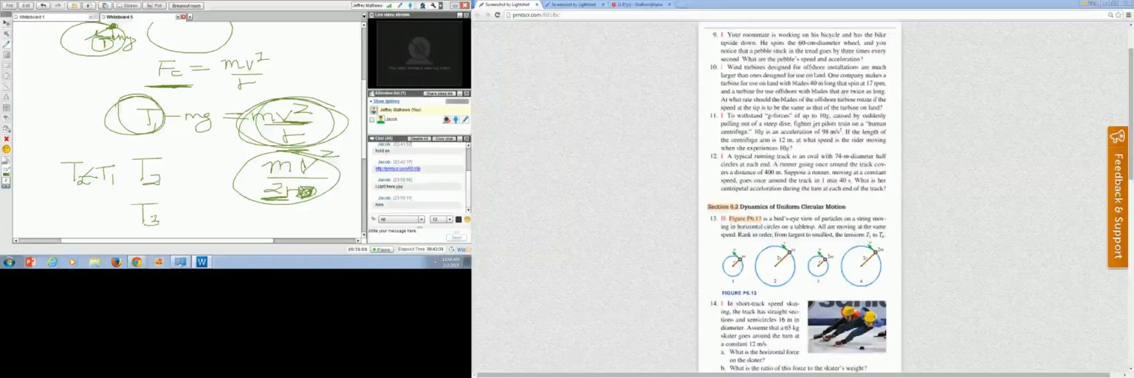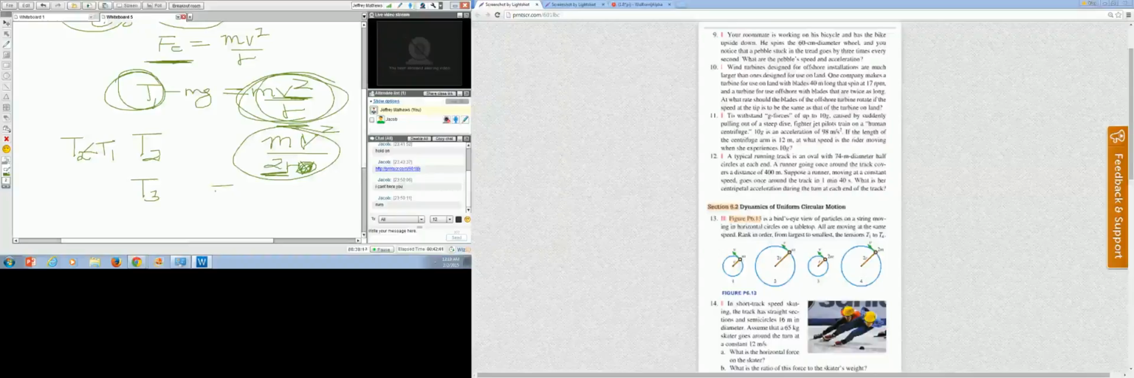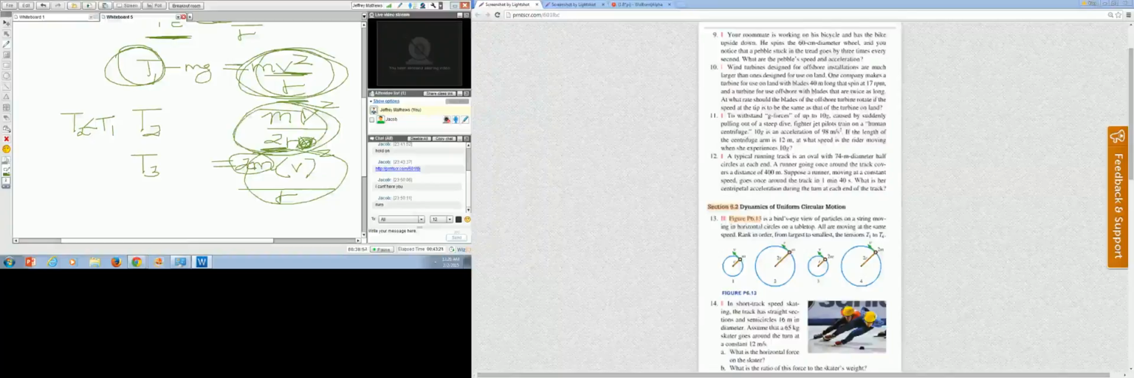For tension 3, what is the velocity? The velocity is v on all of them. The mass is now 2m, so instead of m I'll put 2m. And what's the radius? Radius is r, right? So is this number bigger than these two? Yes. So T3 is bigger than all of these.